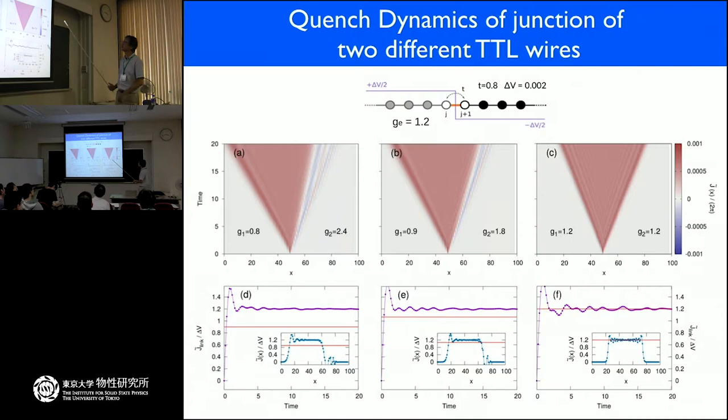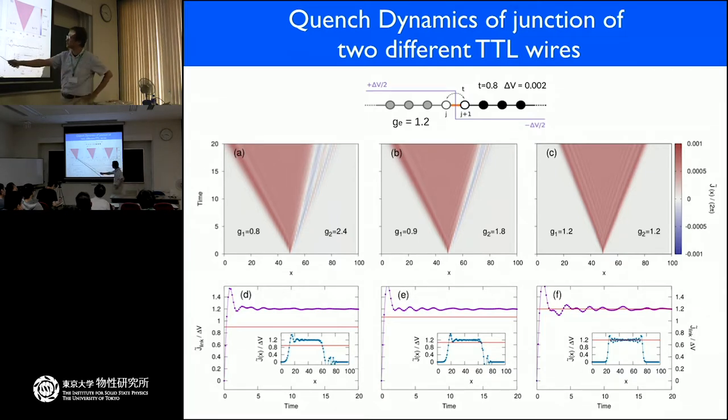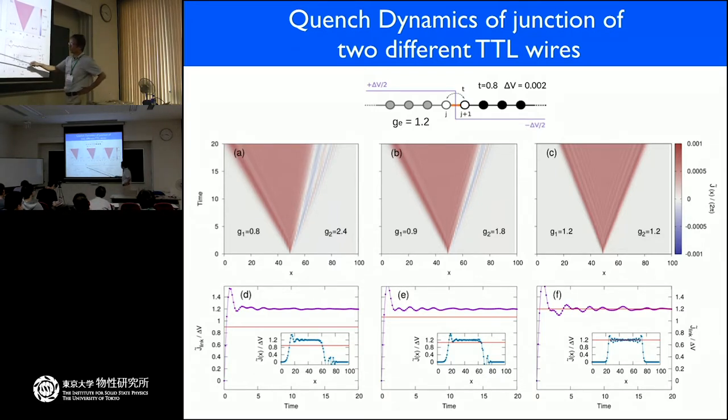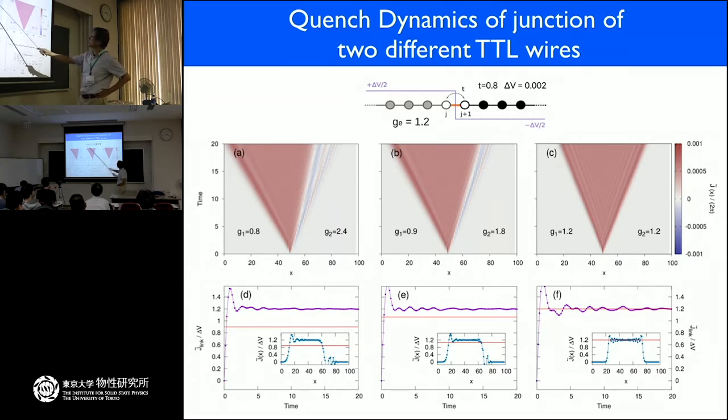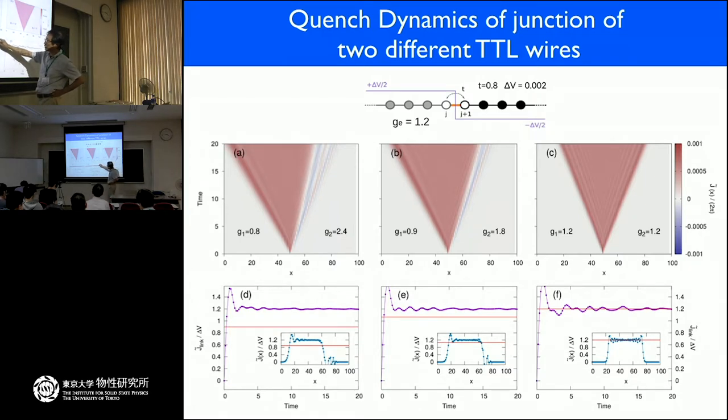So we can try this on a system with different G's. Here we try with different G1, G2, but all the effective G are the same. If the theoretical prediction is correct, we will get a conductance which is 1.2 times the unit conductance. And this is true, because the steady states all go to 1.2.